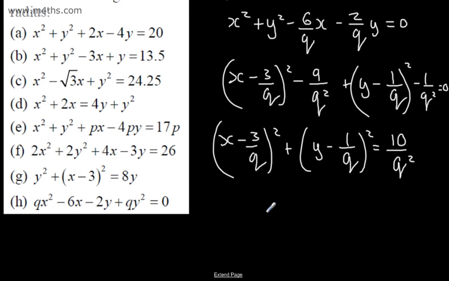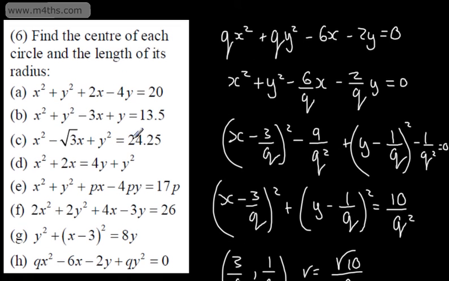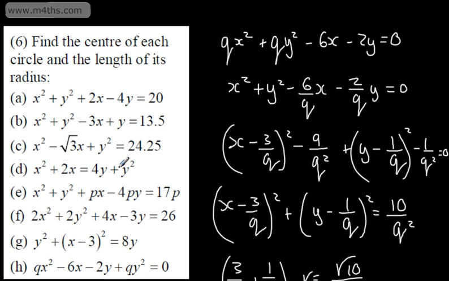So we can see from this now that the centre is 3 over q, comma 1 over q, and the radius is going to be root 10 over q. And that now is the square root. So again, quite tricky. The only one that we have to be careful on is this one right here, because it isn't a circle. I think that one's done to catch us out.